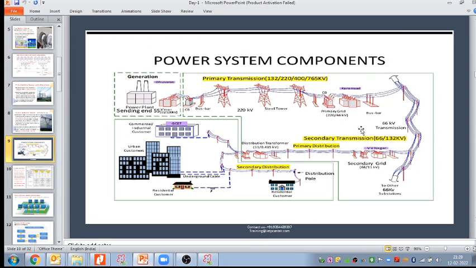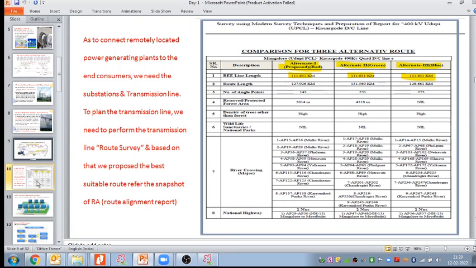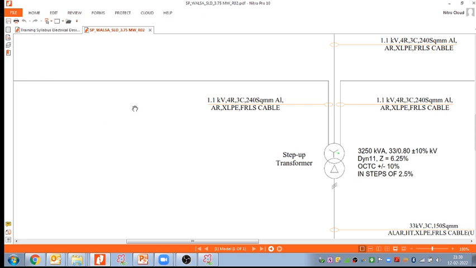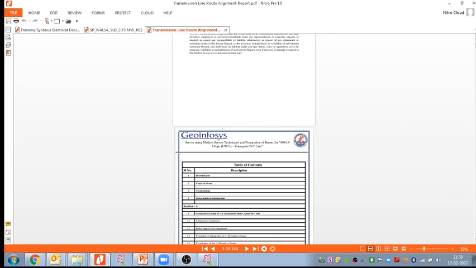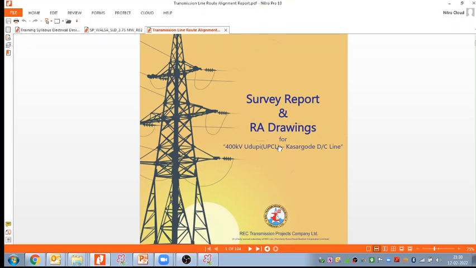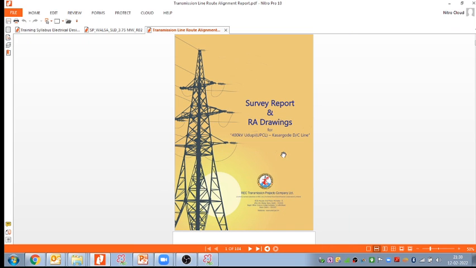Okay, so now when we plan this transmission line, first of all we have to do the route survey. Here we have taken one example of a route survey. I think we have some route survey documents also. Yeah, this is one report, the survey report, and the RA drawing, the route analysis drawing.